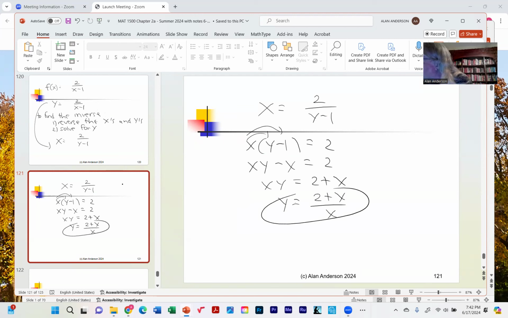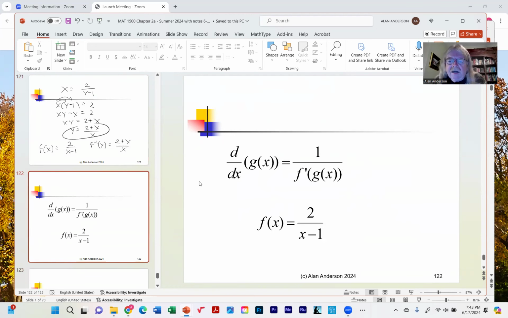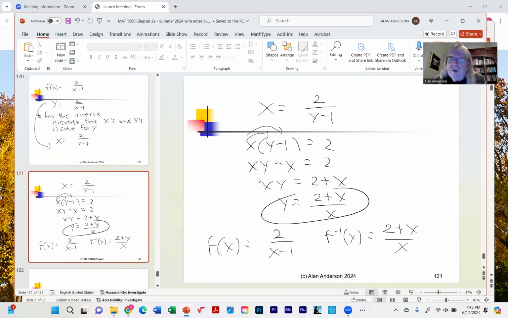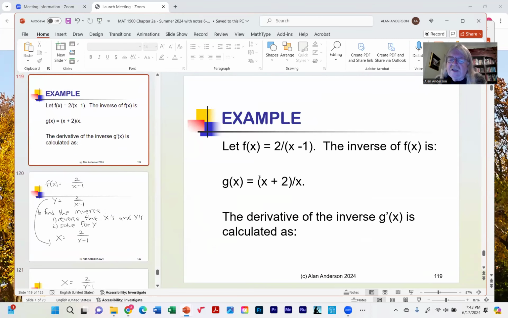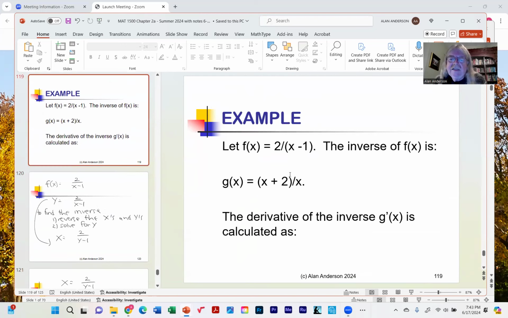So the original function was 2 over x minus 1. The new function, the inverse, is 2 plus x over x. Now, it tells you here, but I want to make sure that we don't forget how to do this ourselves. It's a very useful skill to have.